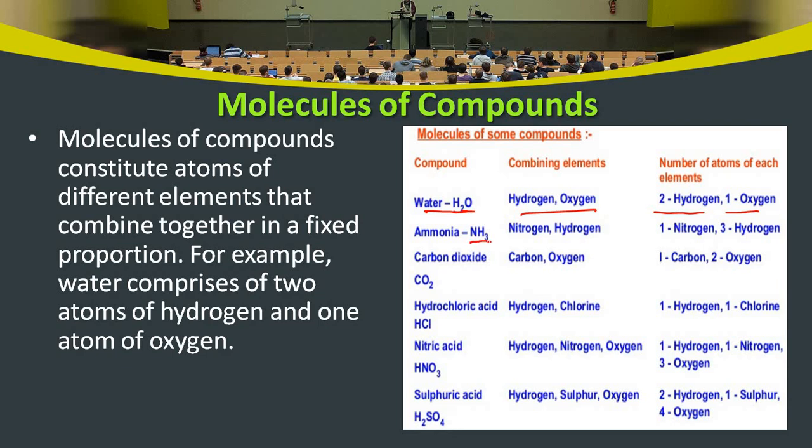Similarly, in ammonia, the combining elements are nitrogen and hydrogen. 1 nitrogen and 3 hydrogens combine together, they form ammonia. CO2, carbon dioxide: carbon and oxygen are the combining elements. 1 carbon and 2 oxygen combine together to form carbon dioxide. Similarly, all these things are given, so they are always in fixed proportion.